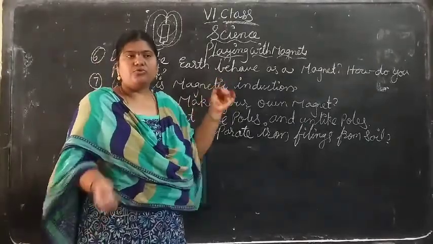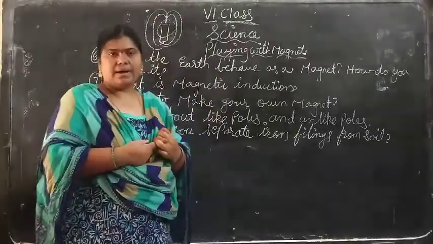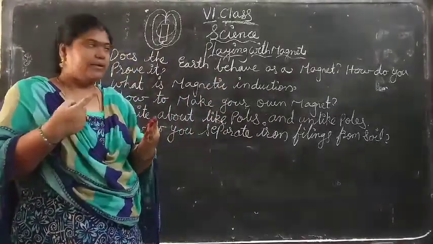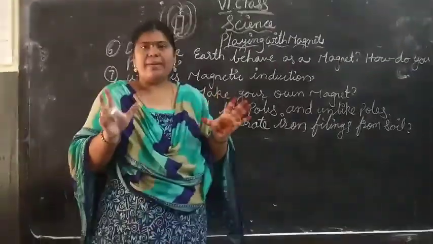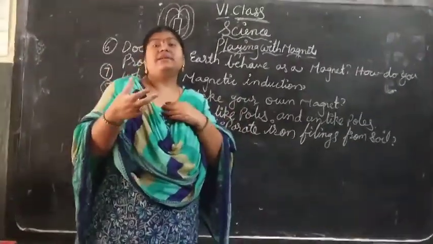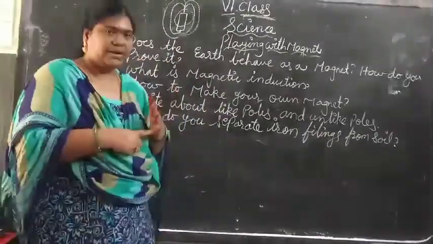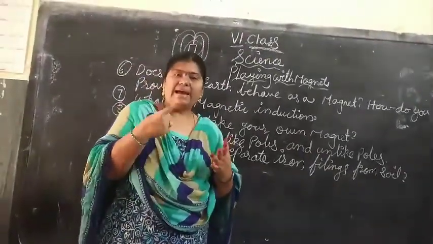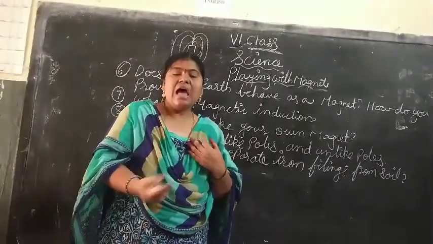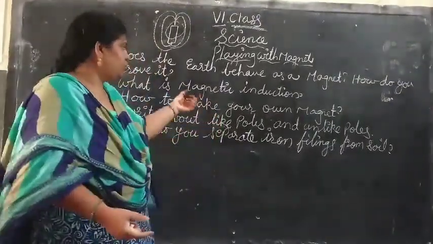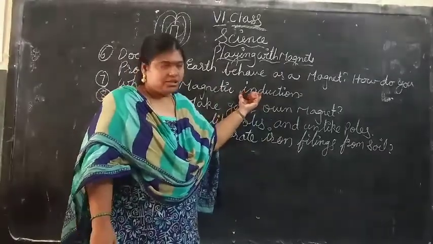For this, what do you have to do? Aim. What are the things required? Procedure. First, just see what the definition of magnetic induction is. What is the process? What all processes did we do to find out magnetic induction? You have to write that. First, you write the aim. Next, the apparatus. Next, the procedure, and finally, you give the definition of magnetic induction.